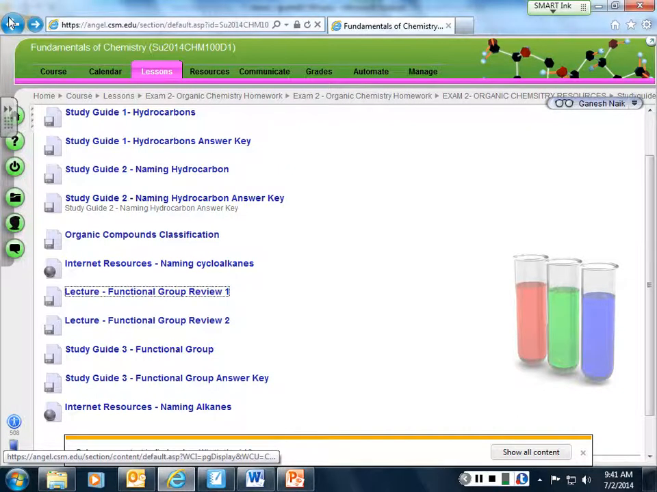No, this one I give. Carboxylic acid will have an extra O. Yeah, extra.